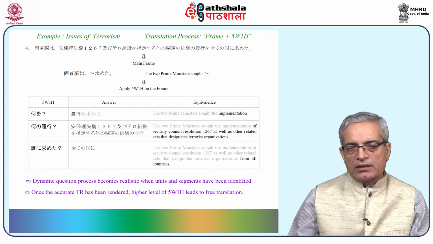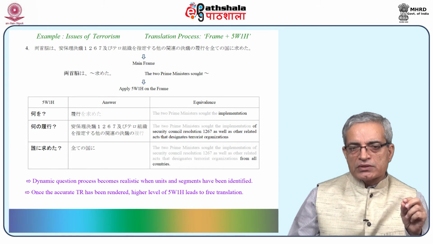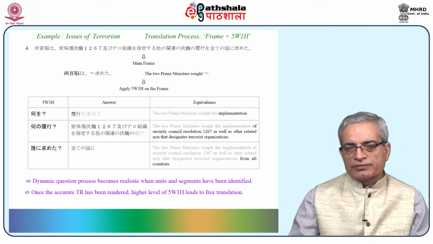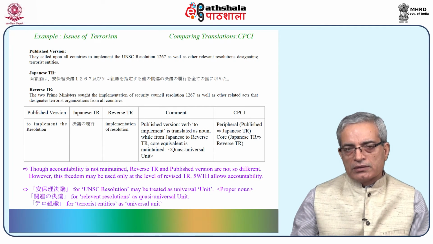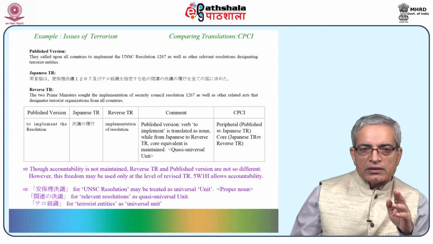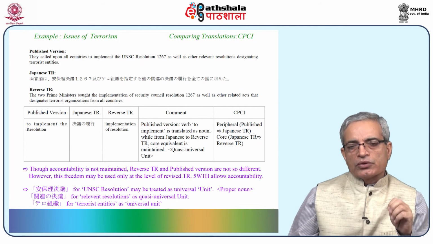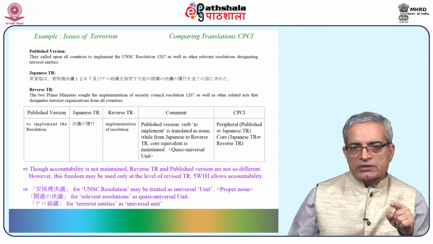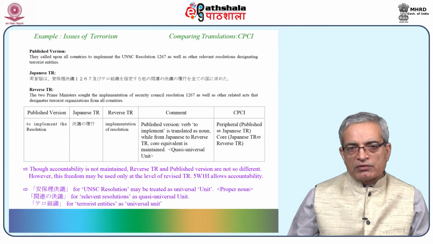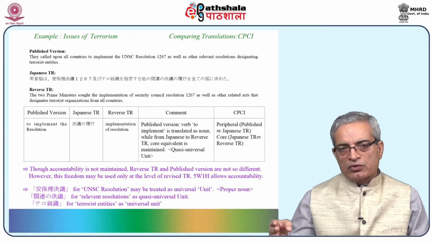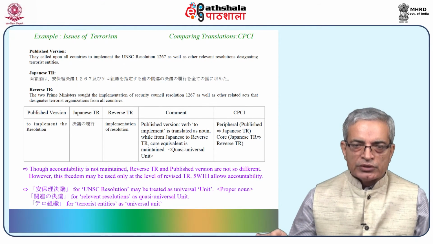Okay, now this gives you a broad idea. So the dynamic question process becomes realistic when units and segments have been identified properly. Once the accurate TR has been rendered, a higher level of 5W1H leads to free translation. The published version had to implement the resolution. Okay, to implement the resolution, and the Japanese TR is Ketsugi no Riko, which is fine, and implementation of resolution is also fine. In English, it is "to implement", that is a verb. In Japanese, it is becoming "no Riko", that means it's becoming a noun. So it's peripheral.